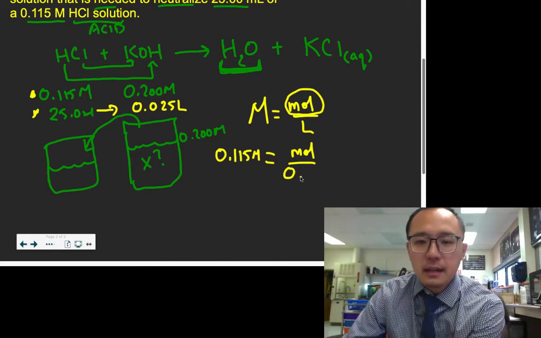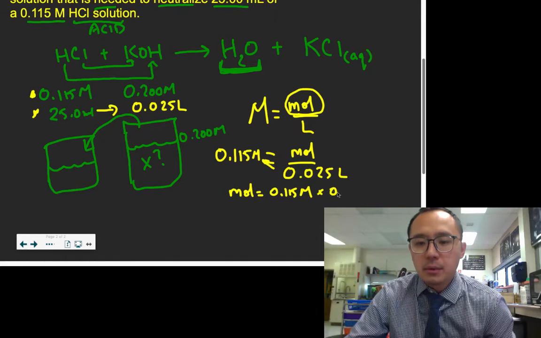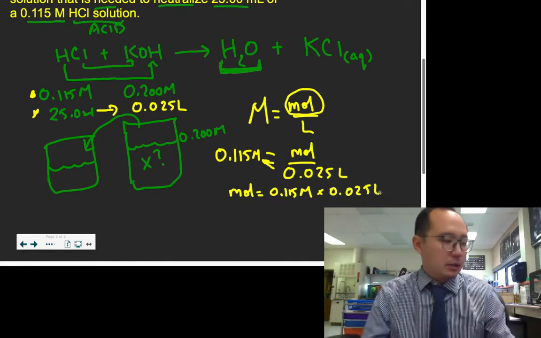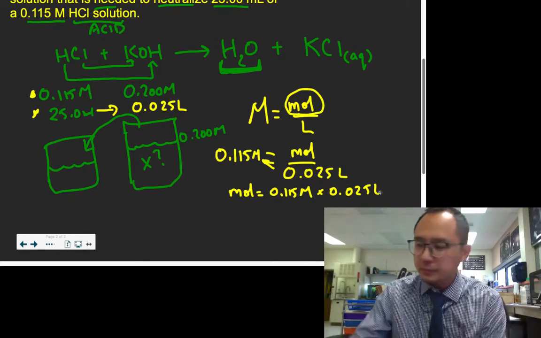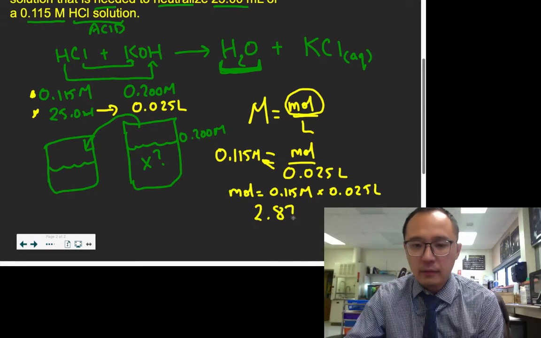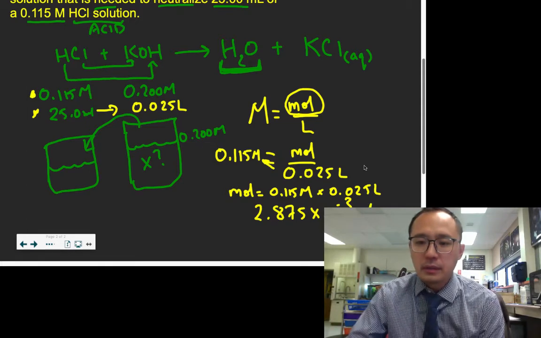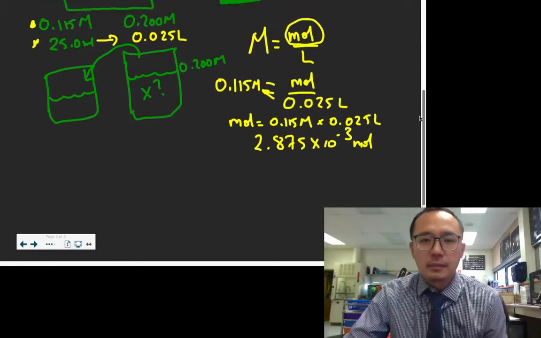And I'm going to plug this in here, 0.025 liters. Cross multiply all this, so my moles is going to be 0.115 molar times 0.025 liters. Let me punch this into my calculator. 0.115 times 0.025, and then I will get this really small number of 2.875 times 10 to the negative 3 moles. So that's the number of moles I have in the hydrochloric solution.